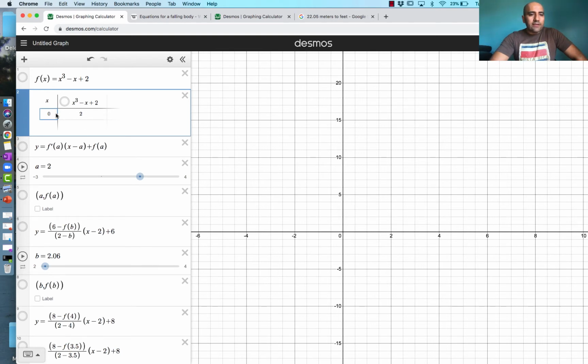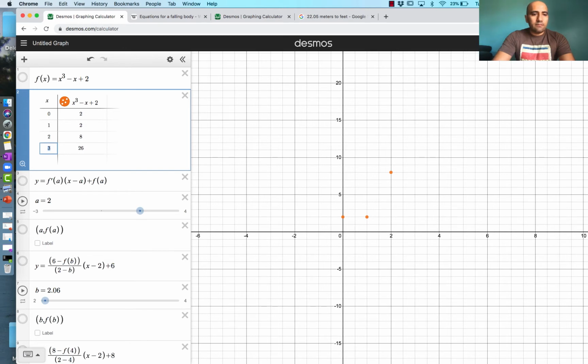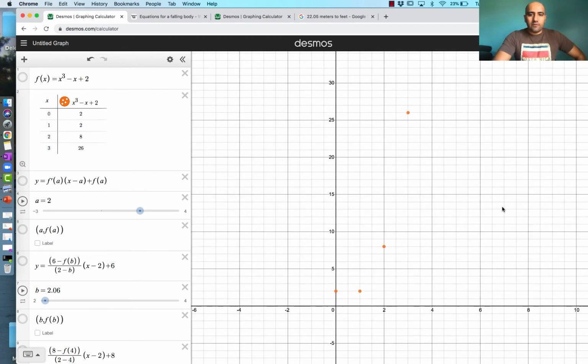Once I have that relationship between the input-output, I can create an ordered pair that can be graphed. So here is the point (0, 2), right? So we can try different values. How about 1? How about 2? How about 3? Well, 3 already jumps to 26. I have to scoot up. Okay, so here's a few dots there.